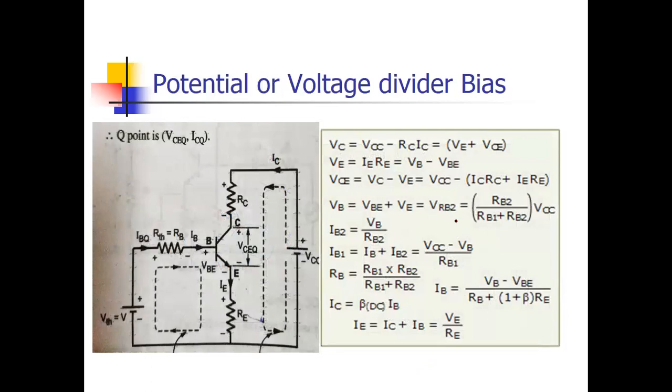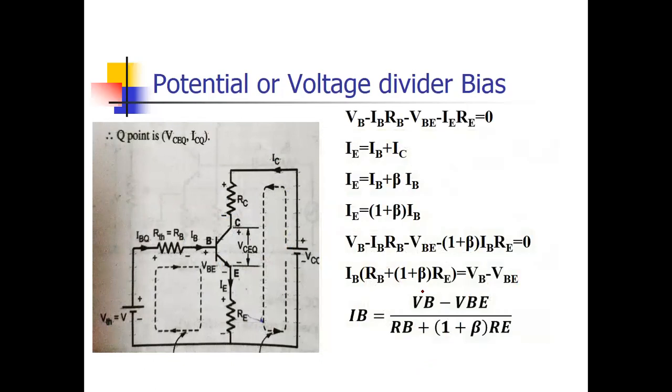First of all, this thing is clear. VB is your RB2 upon RB1 plus RB2 into VCC, and RB is your RB1 parallel RB2. Now we will apply the KVL in the input side, means we are applying KVL here at this side. So the equation will be VBB minus IB RB minus VBE minus IE RE equals to 0.